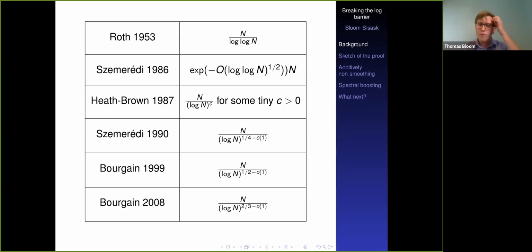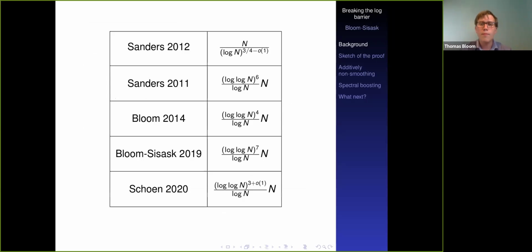This was then improved by Bourgain in 2008 to log n to the 2/3, essentially up to log factors, and then further improved by Sanders to log n to the 3/4. And then finally, Tom Sanders in 2011 basically improved this to n over log n, again, up to the log factors. So in his original paper, it was log n to the 6th.